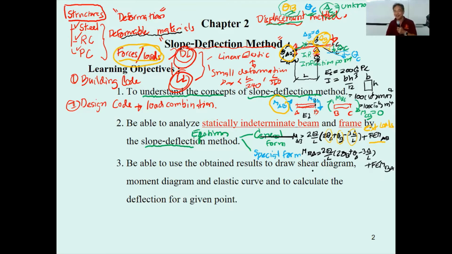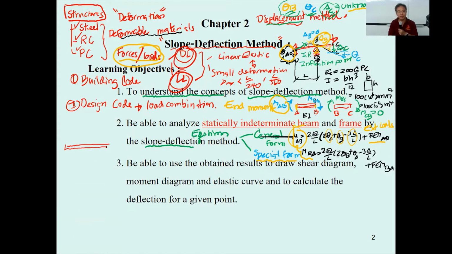So this equation will be used for the computation of the unknown deformations and of the end moment. End moment is the terminology for the moment at the end of the structural member. And the special form is used when the structure has some kind of special condition, such as this one.